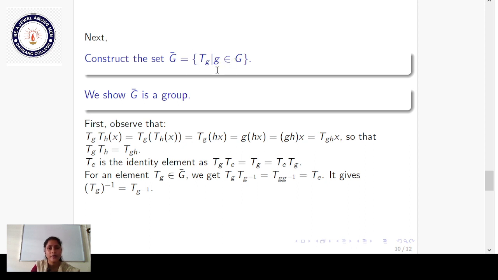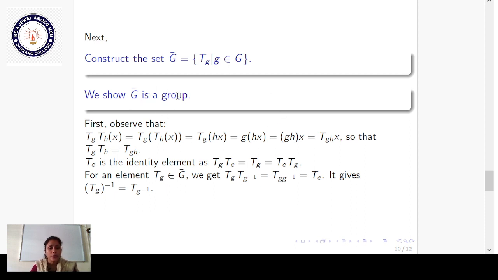Corresponding to every element g in capital G, consider the collection of all such permutations. Our next task is to prove that this collection is a group. Since it contains all permutations, this will be a group of permutations. Let us check whether this is a group or not.